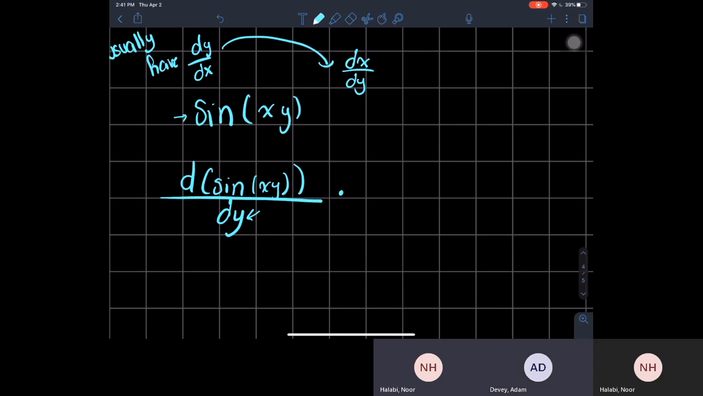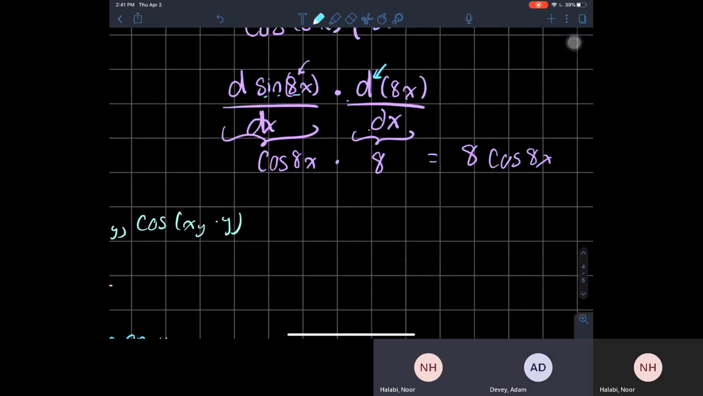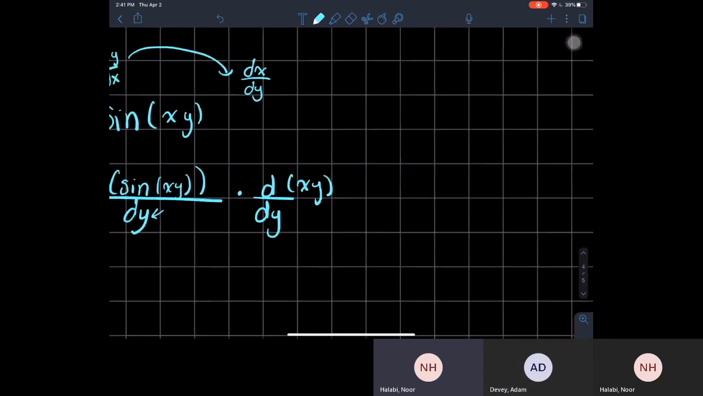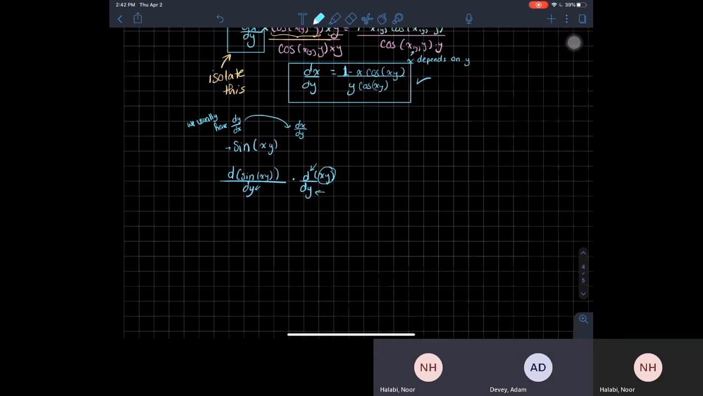Yes. Times d dy of xy. The reason I said that was, remember here I did d dx of 8x. So here it's the same thing. It's d, but this time it's dy, right? Because we're doing it in terms of y, of xy.